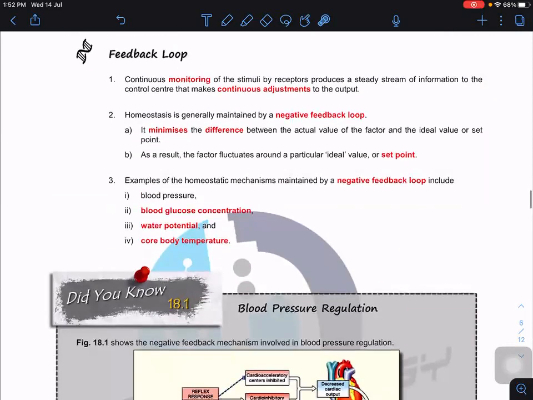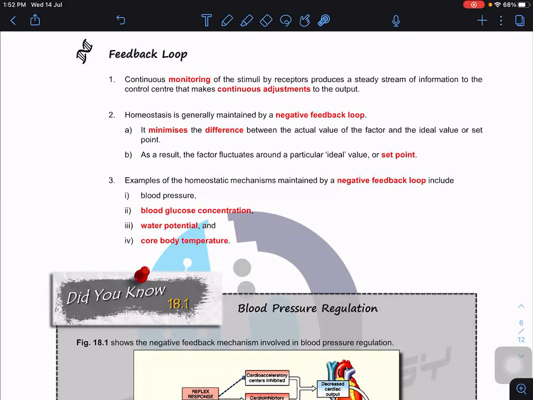Then the last part, we're going to look at feedback loops. We want to continuously monitor the changes so that we can have continuous adjustment. So for this we need to depend on negative feedback loops. Okay, negative feedback loops. Basically, just now I said that if I do the correction, you have to report to me. If not, then I do not know whether the corrections have been done or not.